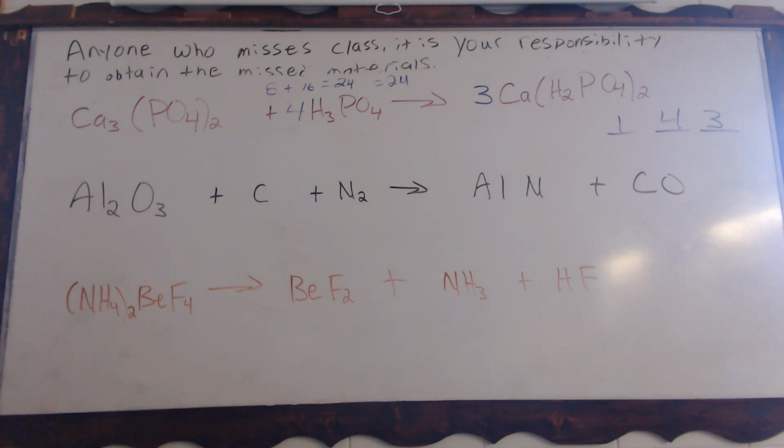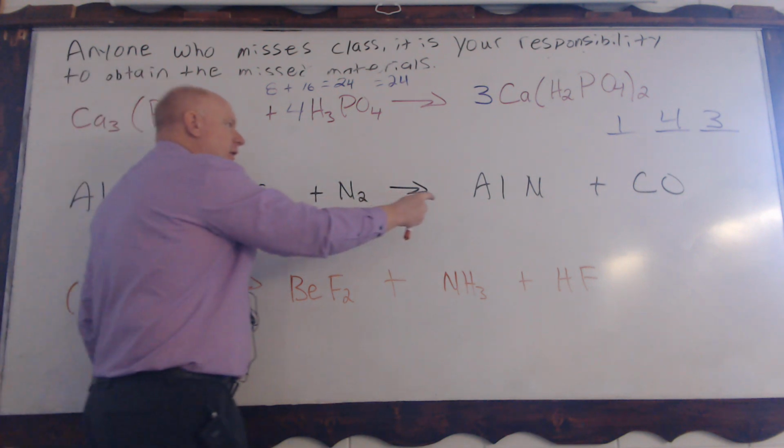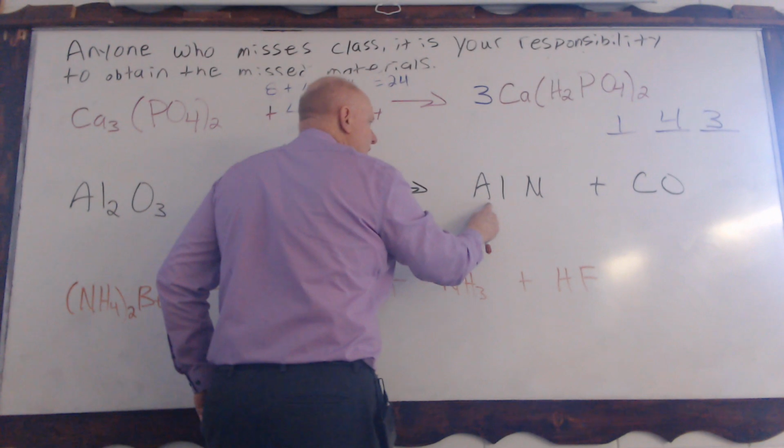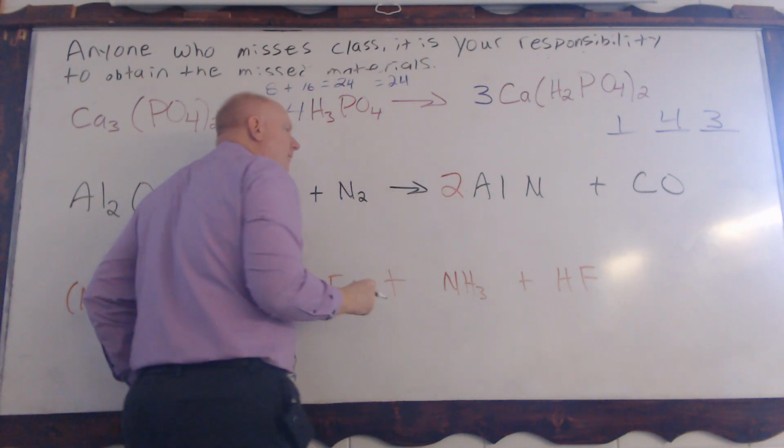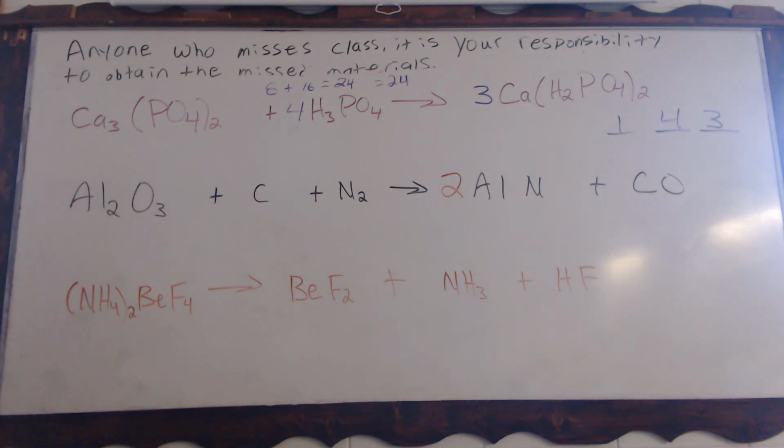If we're just looking at trial and error for these, where would you want to start? Just trial and error. Start with Al. Okay, let's try our aluminums and see what happens. We have 2 aluminums on this side. How many are over here? There's 1 right now. Let's just try putting a 2 there. Your aluminums are now balanced.